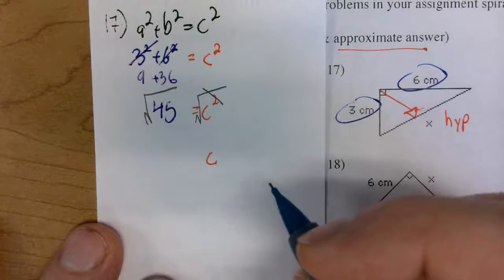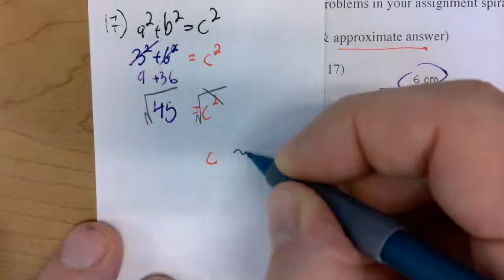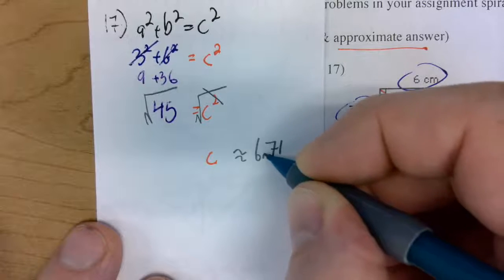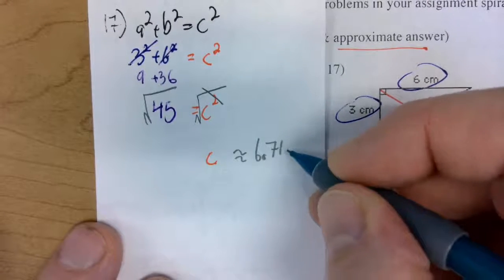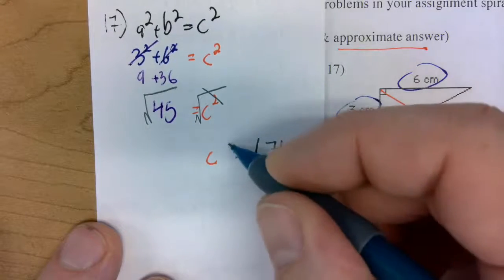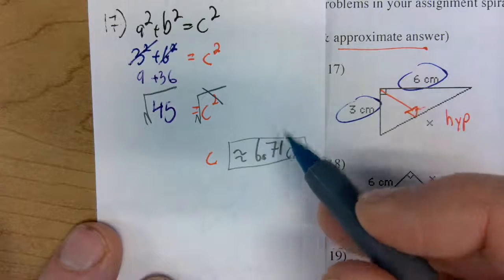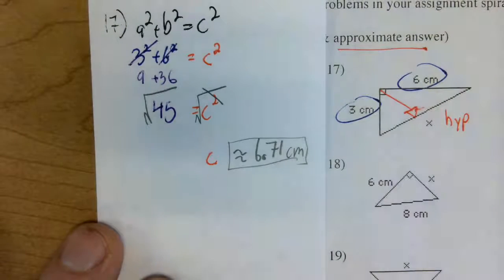No, it did not. It came out to be about 6.71, 6 and 71 hundredths of a centimeter. That's the approximate, or approximately equal to 6.71. Now, find the exact answer.